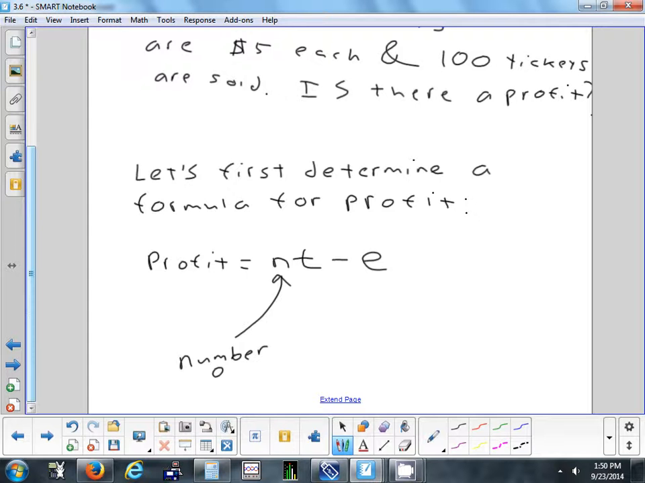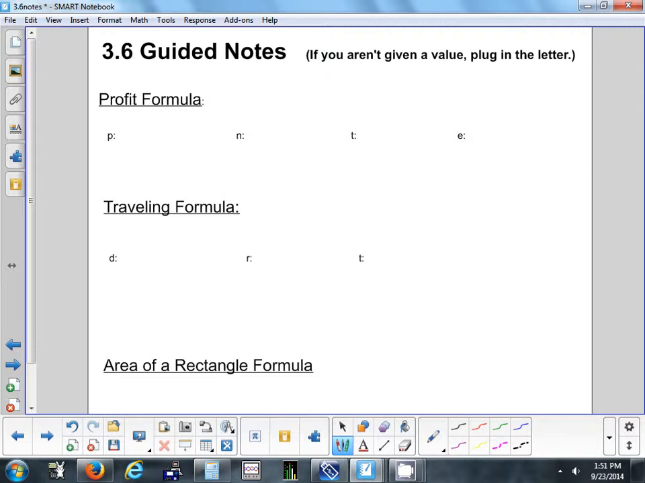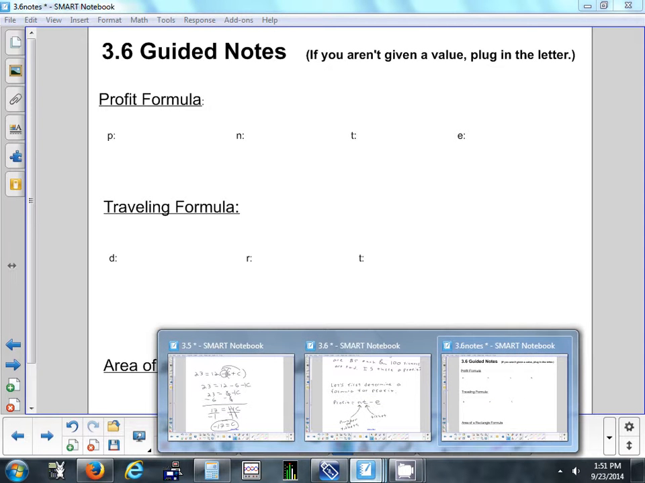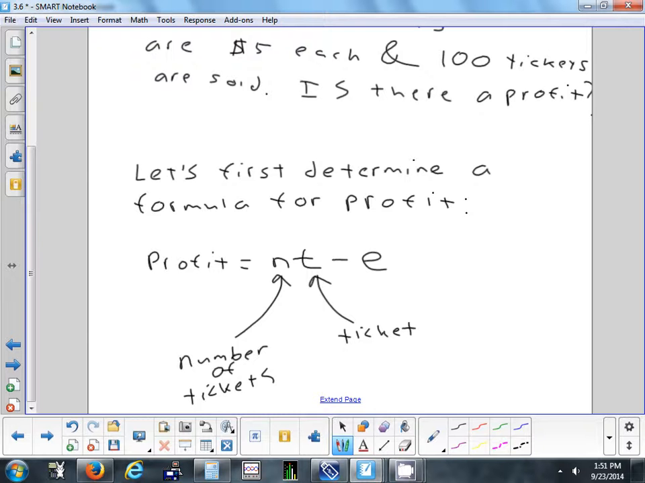T is your ticket price. You can put this right on the sheet Mr. Roy gave you. You could write what each letter stands for, if you want. Or if you have your notebook, you want to put it in that, that's fine too. E, what do you think E is going to be? Expense. Yeah, that's the expenses.